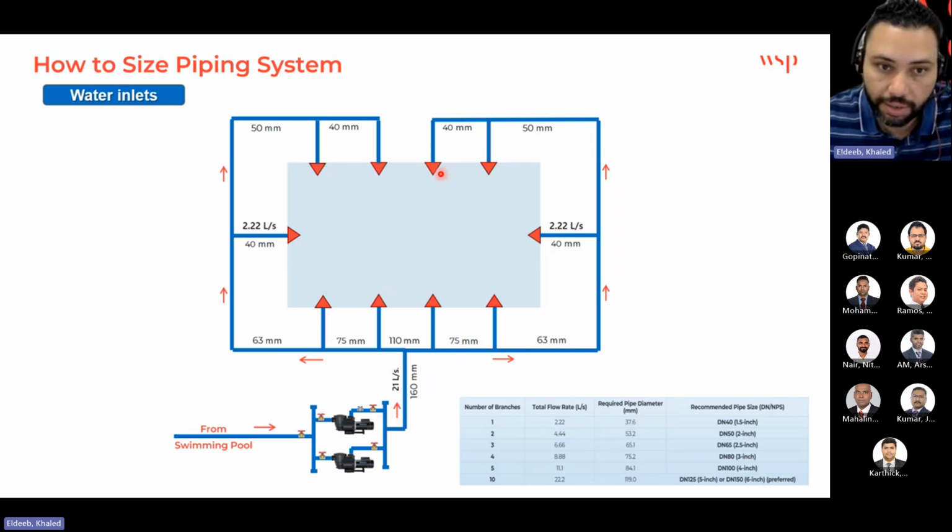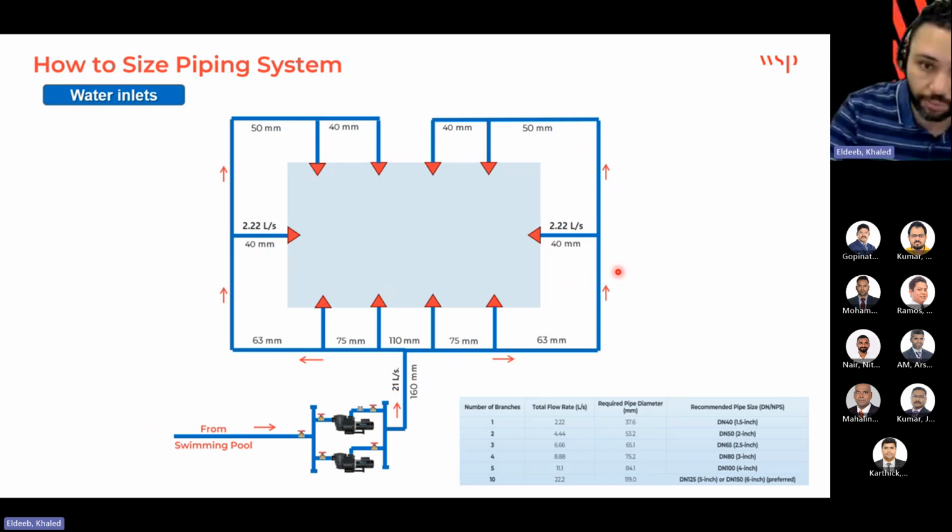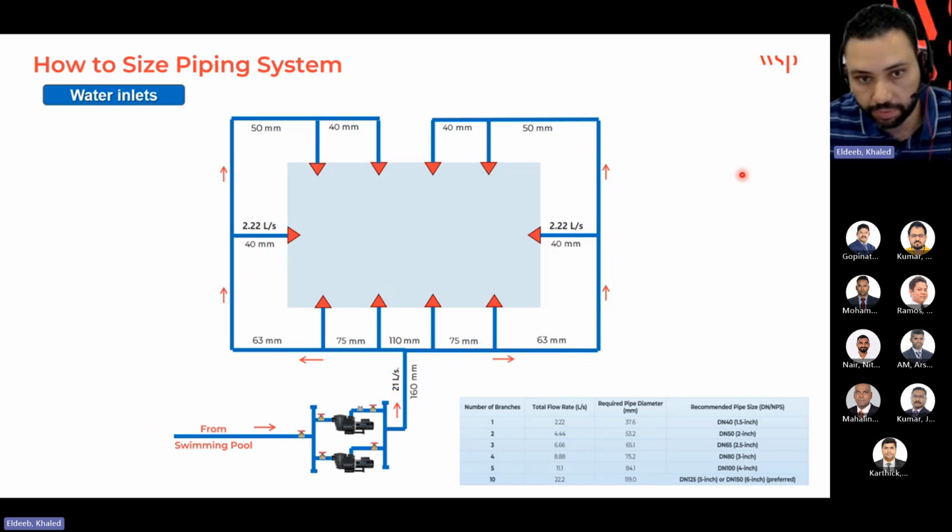So based on the number of inlets that you feed, you can obtain the flow, and you can obtain the diameter according to the recommended velocity for this condition. And the same for the other side. With this concept, you can calculate the pipe size for every individual part.